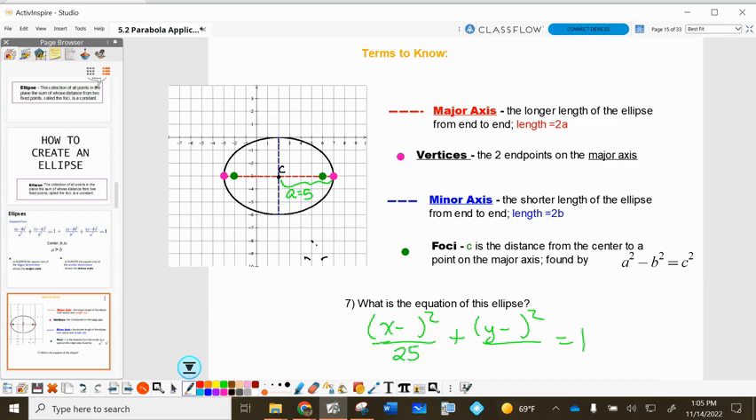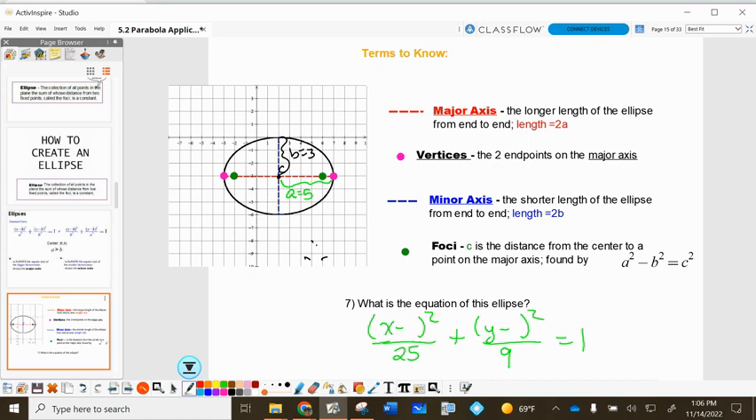Then I'm going to count the distance to the endpoint of the minor axis from the center. And it doesn't have a special name, it's just called the endpoint of the minor axis. So that's 1, 2, 3 units. So b is 3. So b squared, 3 squared will be 9, and that's in the y direction, so it goes under y. All right, now we need to get our center.